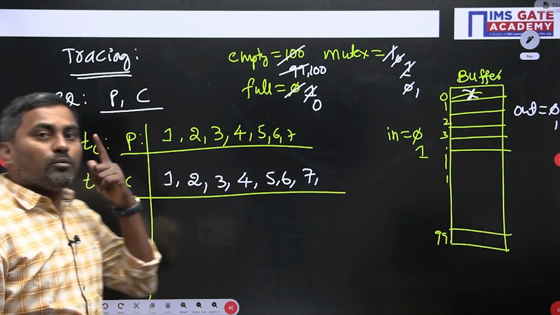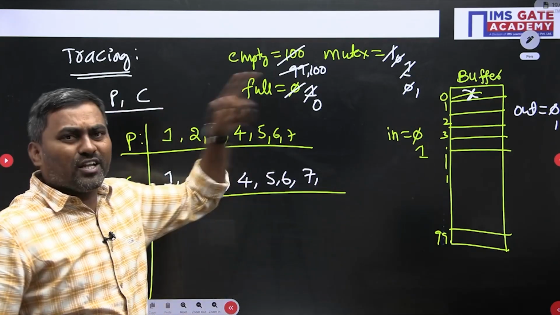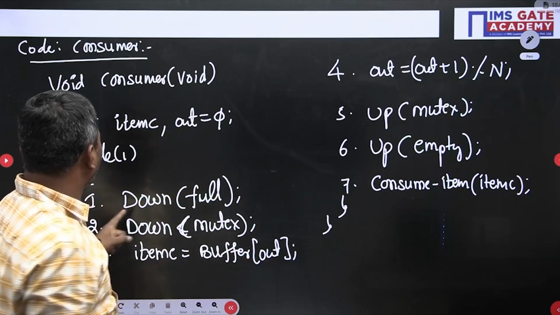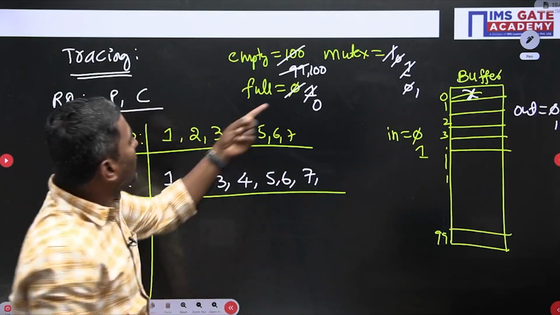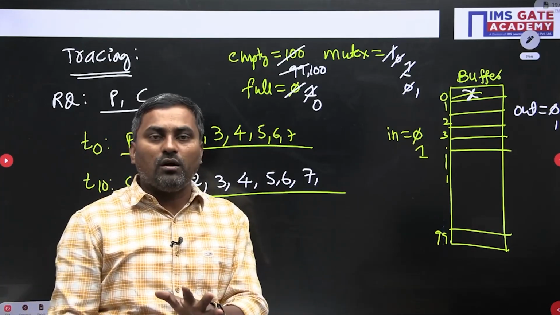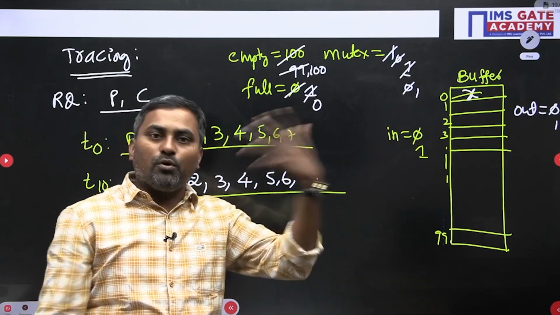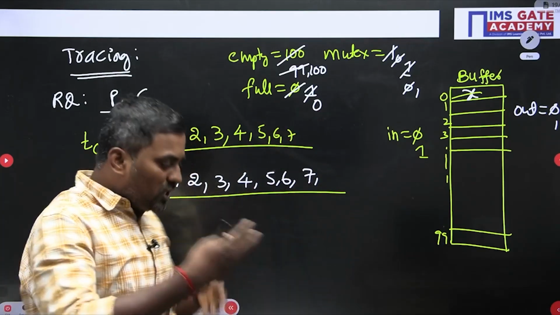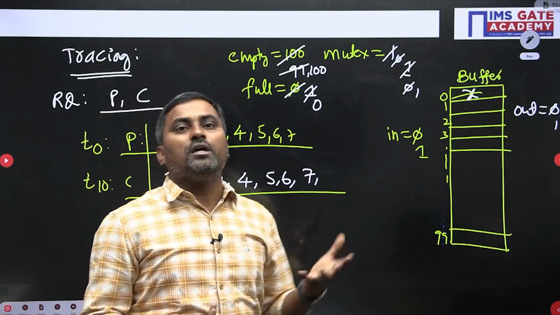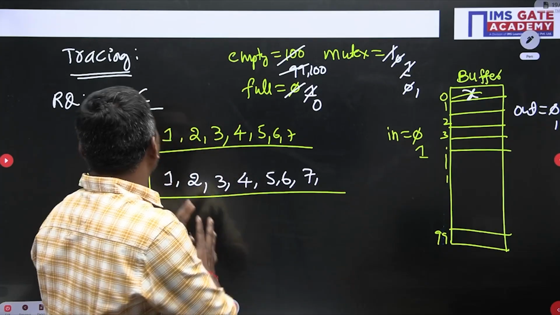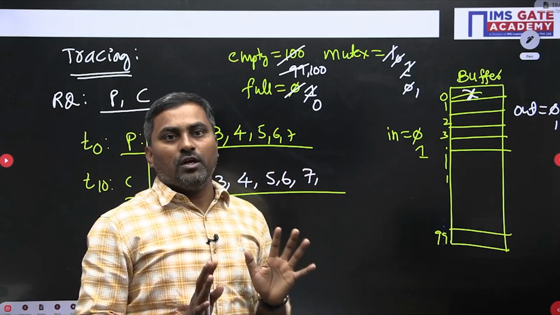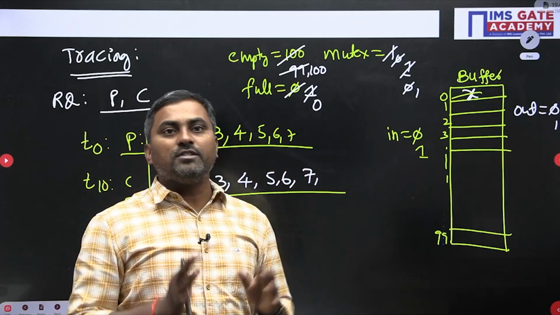Now suppose the consumer continues, because the while loop runs continuously. Is the consumer going to be blocked? If the consumer starts, the first statement is down on full. Full is already 0, and 0 minus 1 means it is going to be blocked. Ultimately the producer will start, place the item, and wake up the blocked consumer process. This way they run cooperatively, so there is no inconsistency between producer and consumer during execution. This is the solution given by the semaphore.